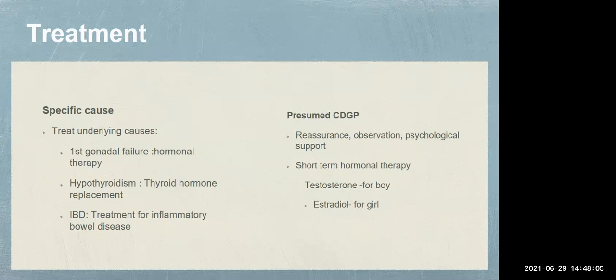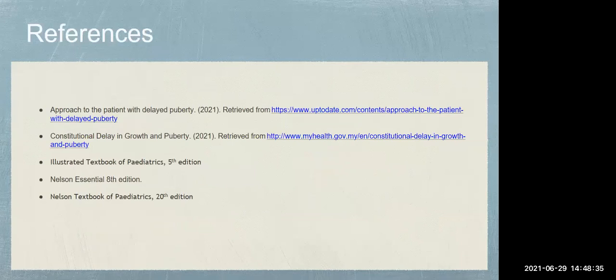Okay, so in view of this diagnostic difficulty, the initial therapy that we can do if we presume CDGP is, first, either reassurance, observation, or psychological support, or we might consider giving short-term hormonal therapy. For example, we give testosterone for boys and estradiol for girls. So basically the treatment depends on the causes. Okay, so basically that's all from me. Any questions?